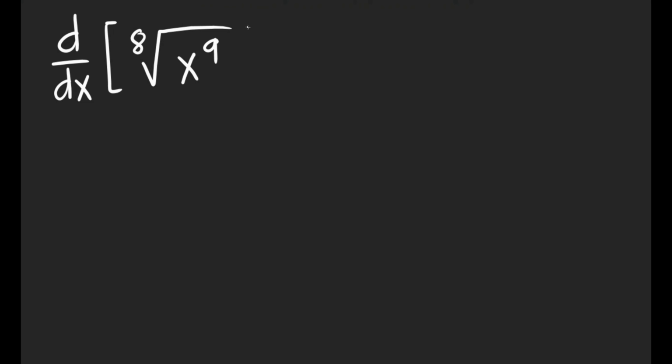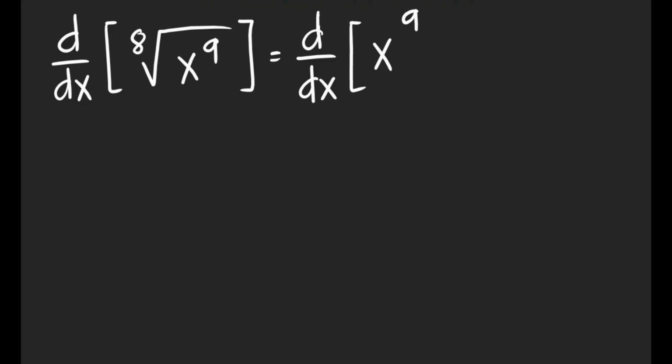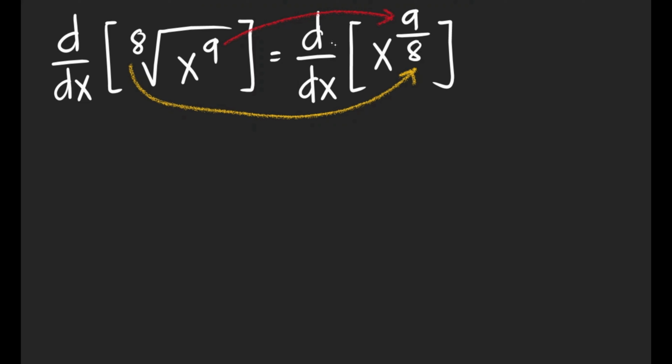Let's try another problem. What is the derivative with respect to x of the 8th root of x to the power 9? Go ahead and try this one. Let's convert this to a fractional exponent. We get the derivative with respect to x of x to the power 9 divided by 8. The exponent 9 will be on top, while the index 8 will be on the bottom.